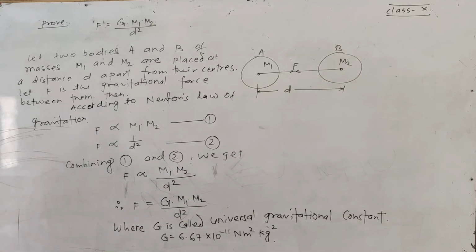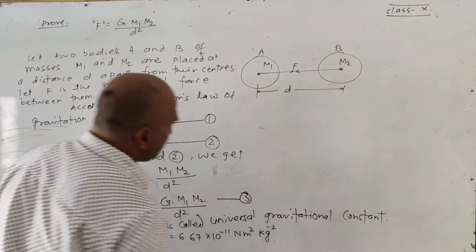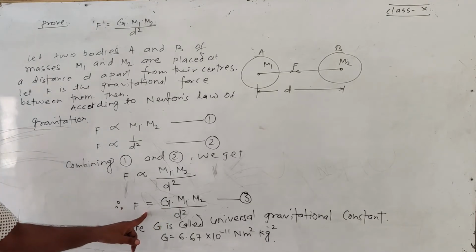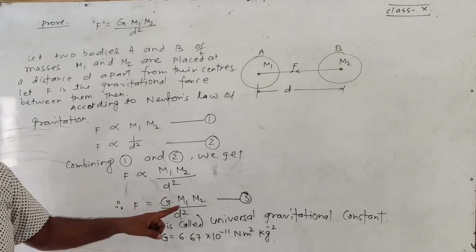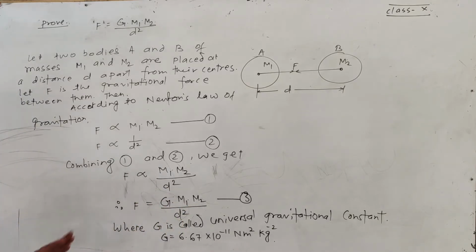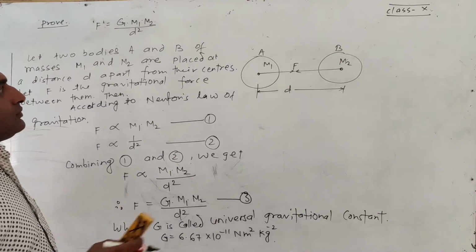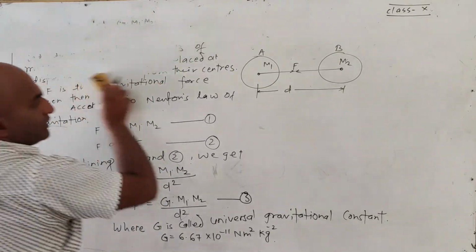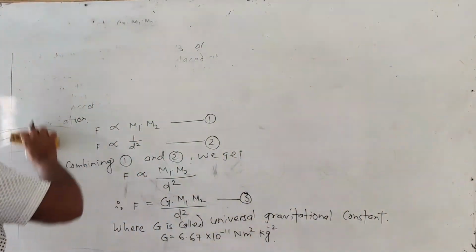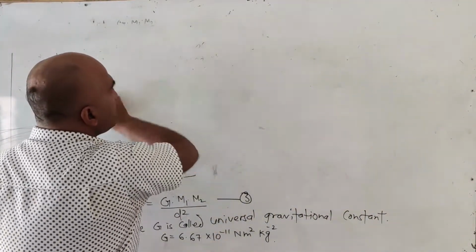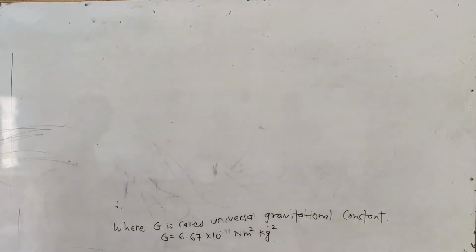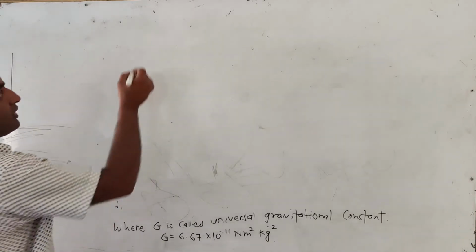In this way, you can prove this relation. It is clear that gravitational force depends upon two factors: the masses of the two bodies and the distance between them. Now, the next term is capital G. How will you define capital G, and how will you derive the unit of capital G? In this topic, we explain the same thing.